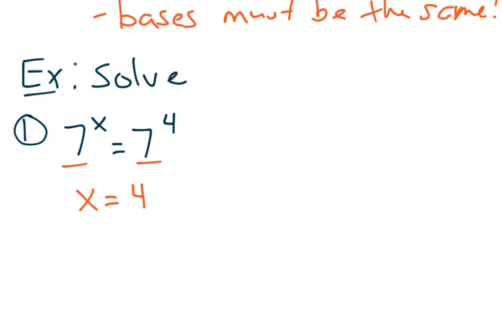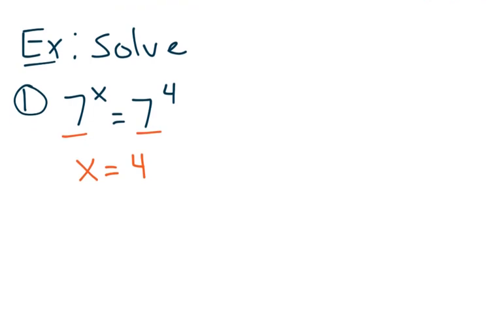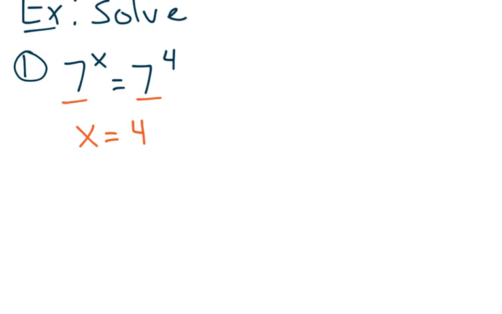Number one's a real basic example, but that would be an example of the property of equality for exponential equations. If the bases are the same, like 7 and 7, then the exponents, x and 4, are equal. Now let's say this was 7 to the 2x is equal to 7 to the fourth, then we would have 2x is equal to 4, and then we would solve from there. We'll skip the next example in my notes because it's essentially the same thing. So we'll move on to something maybe a little harder now.